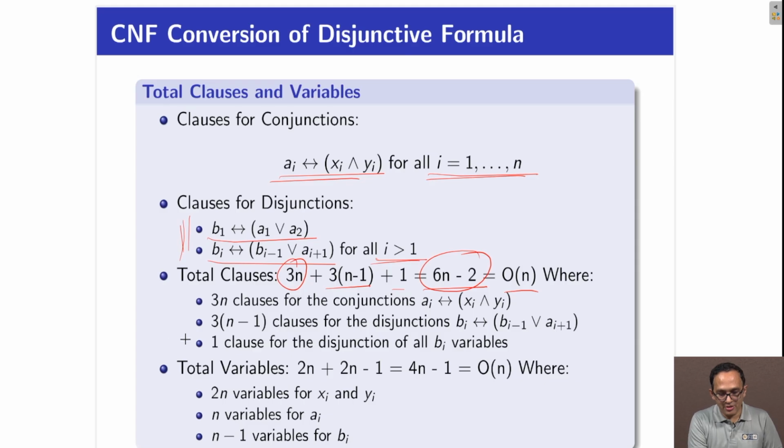This is effectively the 3n for the AND operator, 3 into (n - 1) for the OR operator, and 1 for the top level variable. And 2n is the original variables and 2n - 1 is the new variables. So in total, 4n - 1 new variables. This shows that the Tseitin transformation gives you an equisatisfiable formula which has linear growth in size. So, the problem is solved.